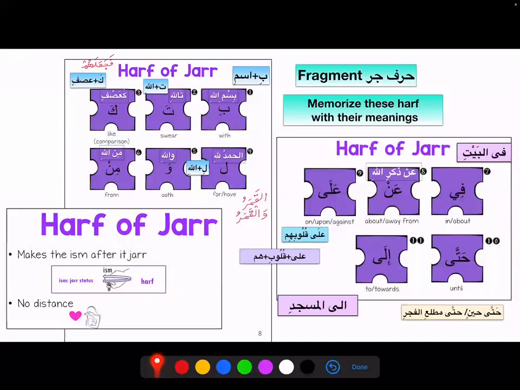So bismi, basically two words: ba is harfu jar, ismi is ism majrur, and this is the example of how this ba is harfu jar and having ism after it, jar in status. Bismillahi. Then ba, we say ta, right? Tallahi. And this ta is basically used for swearing, and swearing to Allah subhanahu wa ta'ala only. And it has some special implication that we will see in a bit. So tallahi is used for swearing.